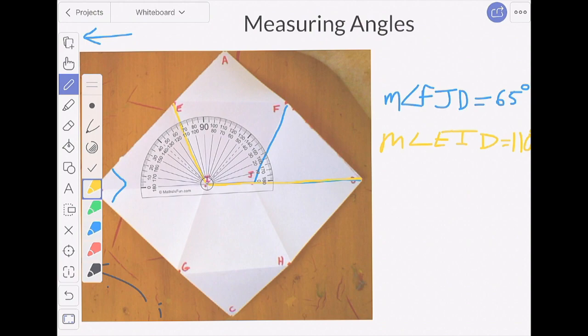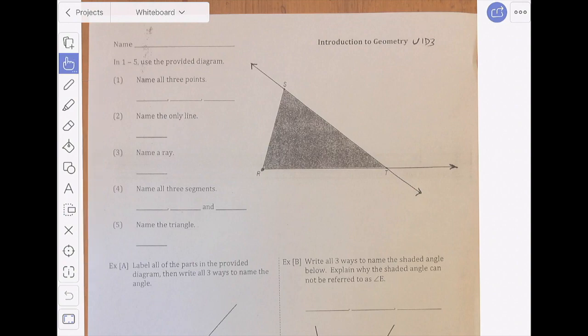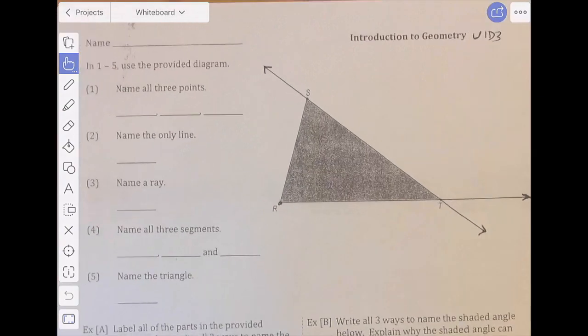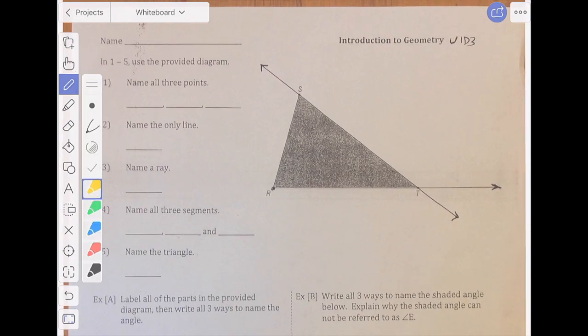All right, one last slide to show you with a little practice to get you ready for the assignment. This will be a good review for you to prep you for the homework. And we'll begin by looking at this first diagram here, naming all 3 points that are in the picture. So the points in the picture are R, S, and T. And that's all you have to do there.